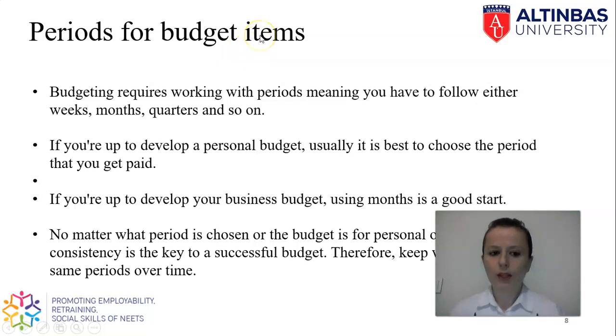A very important point is that budgeting requires working with periods. It means that you need to follow a certain period of time. It might depend on your income. It might be a weekly, monthly, or quarterly budget. Usually at the personal level, we use monthly budgets because most of the expenses that we have, like payments for the bills, are monthly expenses. Therefore, this is the easiest way to use a budget.